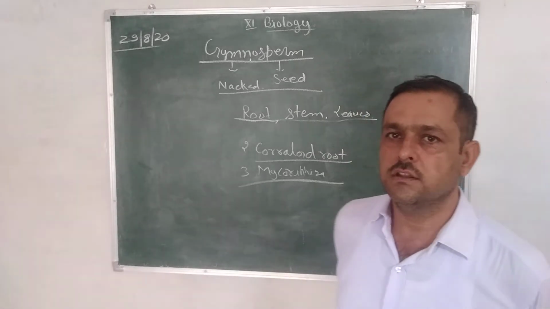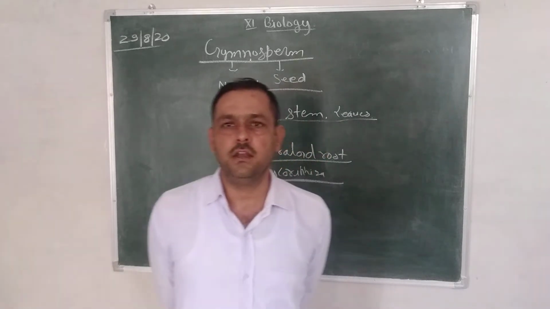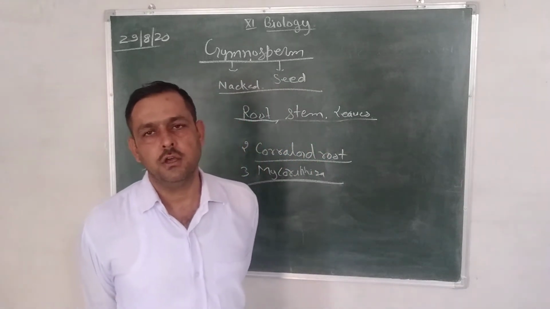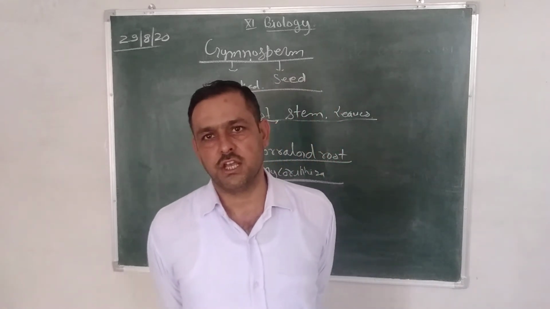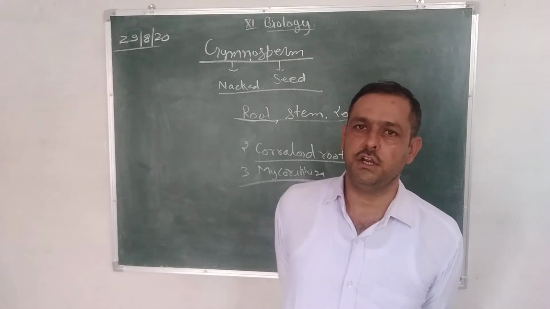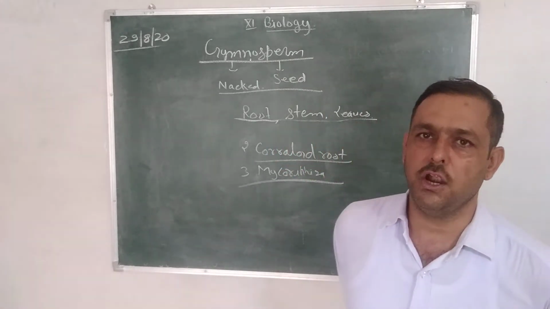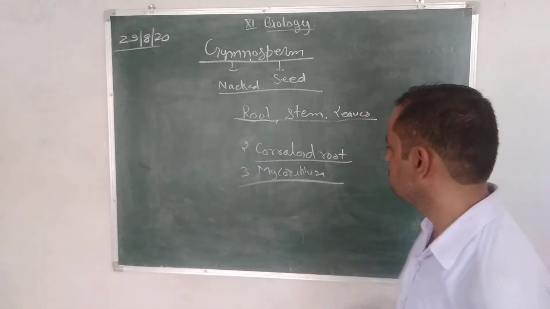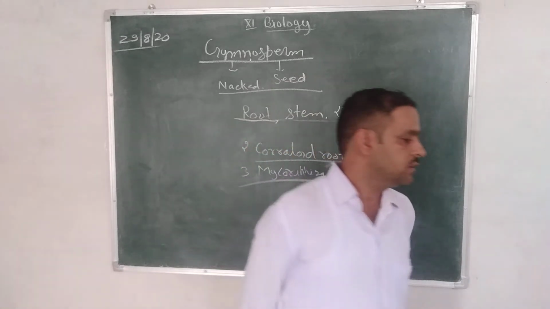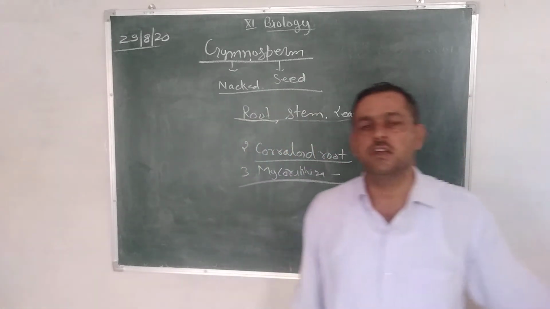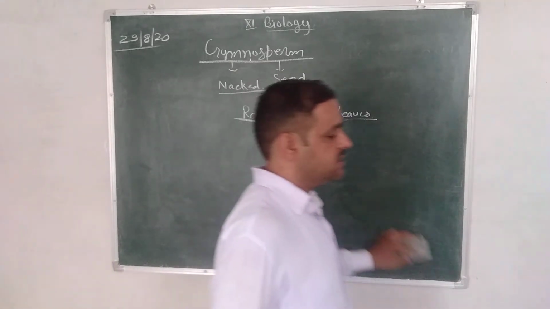Coralloid root means the symbiotic association of roots and bacteria in cycads, and that root is called coralloid root. Whenever bacteria live in symbiotic association with roots, it is called coralloid root, and when fungi live in symbiotic association with roots, it is called mycorrhiza. So three types of roots are found in gymnosperm: first, taproot, second, coralloid root, and third, mycorrhizal root.